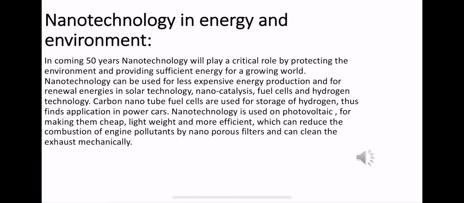Nanotechnology is used on photovoltaics for making them cheap, lightweight, and more efficient, which can reduce the composition of engine pollutants by nanopore filters and can clean the exhaust mechanically.